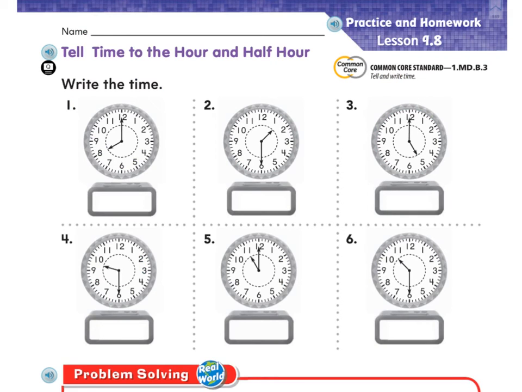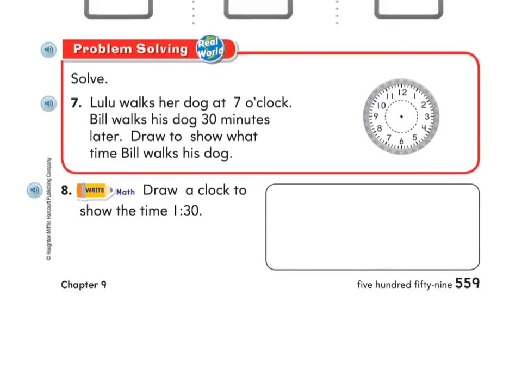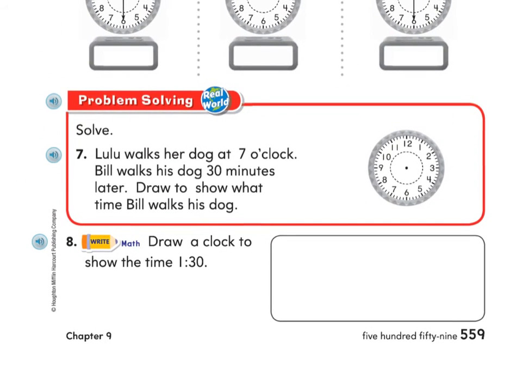All right, so on page 559, it says write the time. So here they showed the time to you on this clock, and you need to write the time down here. So do that for number 1, 2, 3, 4, 5, and 6. Then when you're done with that, move on down here.